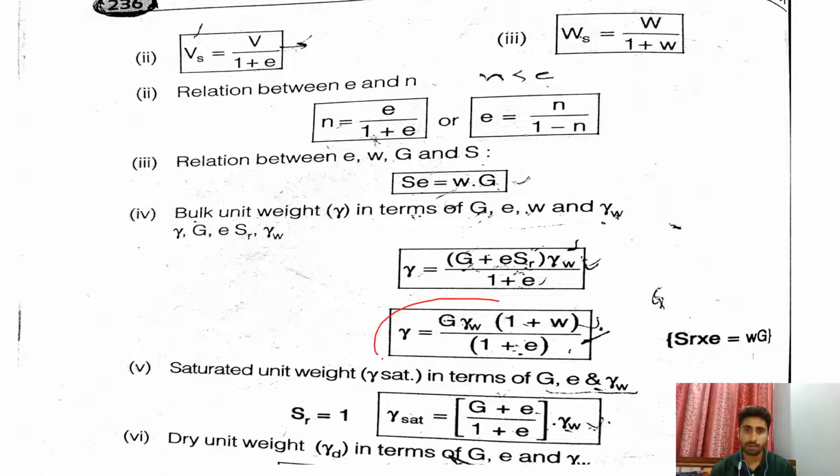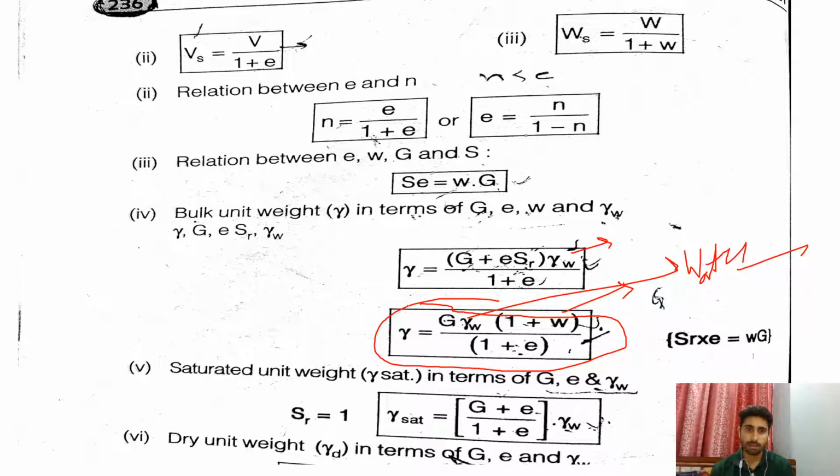Okay, and another equation we have is bulk unit weight in terms of W, water content. Here we are not given any degree of saturation, but we are given a water content value. Then you can use this: (G plus S e) gamma W upon 1 plus e, where gamma W is the unit weight of water.